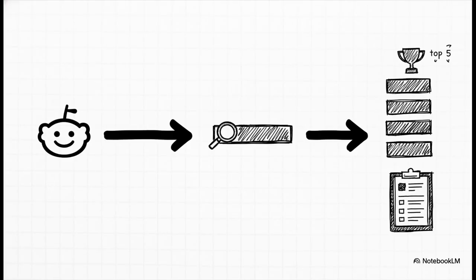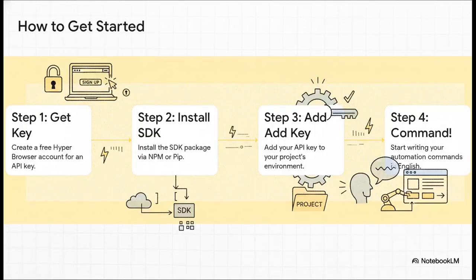Let's look at a real-world example just to see how powerful this is. Check out this command. Go to Reddit, search for AI automation communities, find the top 5 by member count, and extract their names, member counts, and top 3 post titles. I mean, can you even imagine trying to write the code for that? It would be a nightmare. But here, it's just one sentence. That's it. And getting started is actually way easier than you might think.